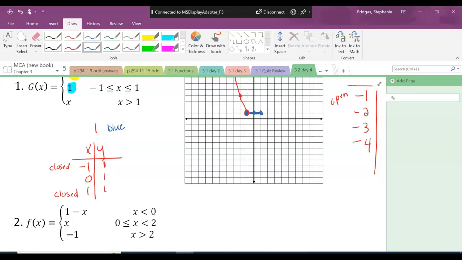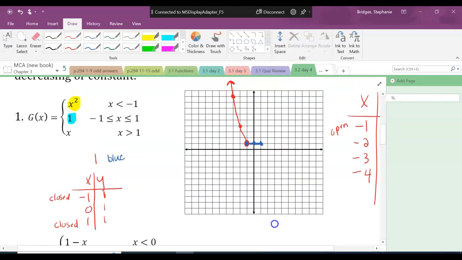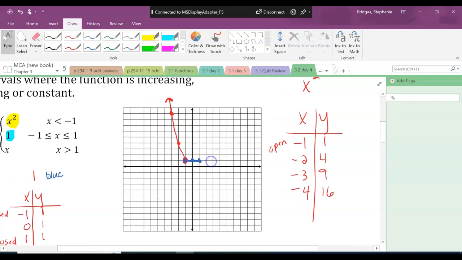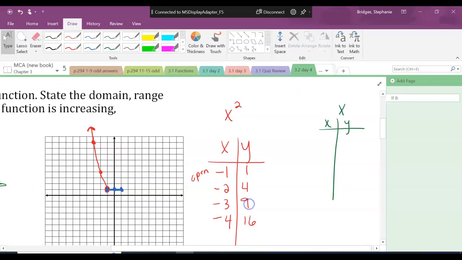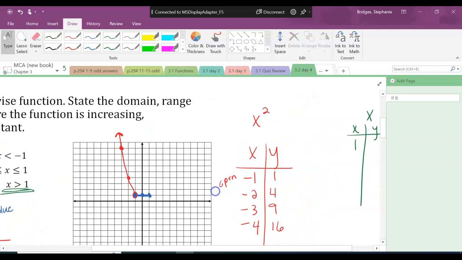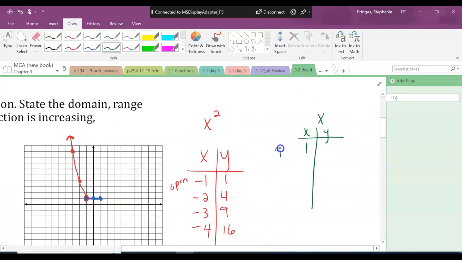Everybody okay so far? All right. Now we have our third piece that we want to graph. My function is just x. Let me do this in green. This time my inequality says everything greater than 1. So we're going to start with 1, but would that be an open or closed circle? Open, okay. And I'm just going to pick a few numbers greater than 1, so like 1, 2, 3, and 4.